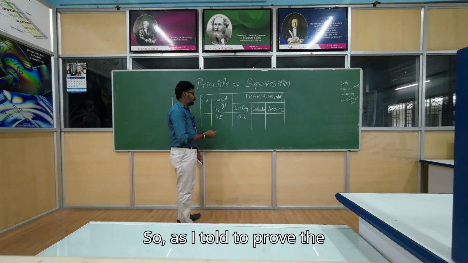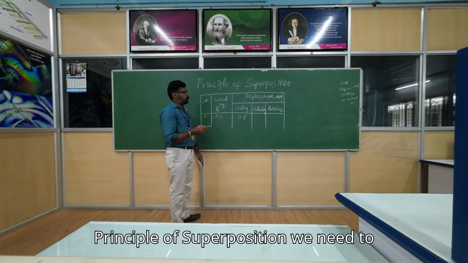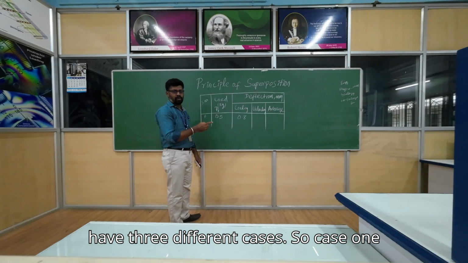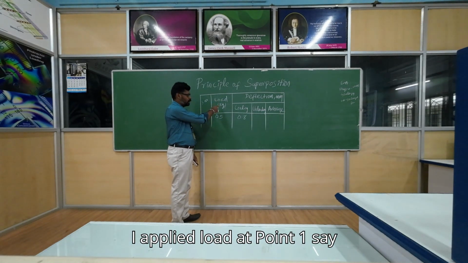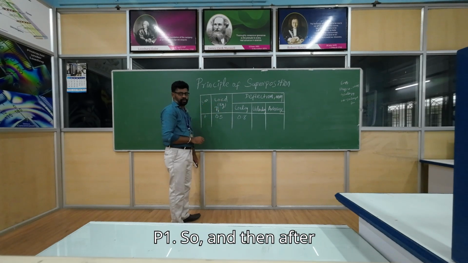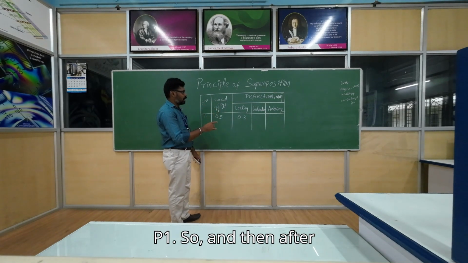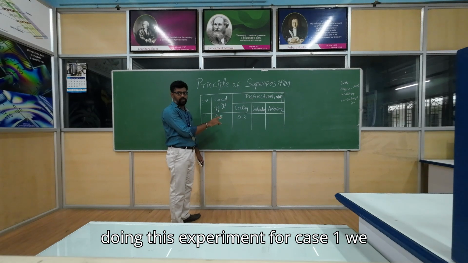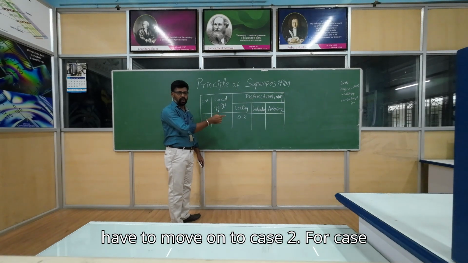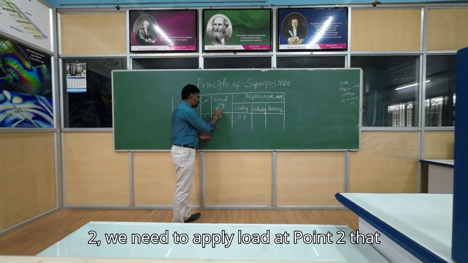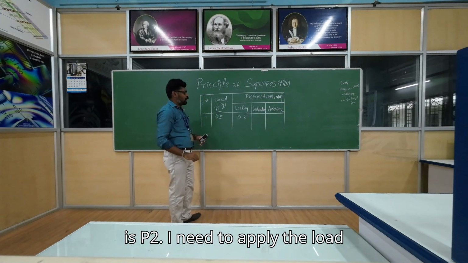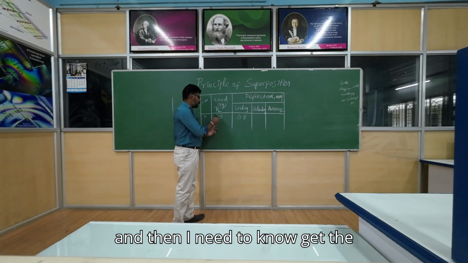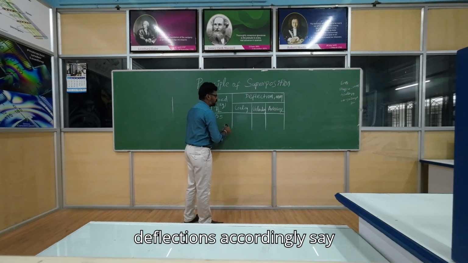So as I told, to prove the principle of superposition, we need to have three different cases. So case 1, I apply load at point 1, say P1. And then after doing this experiment for case 1, we have to move on to case 2. For case 2, we need to apply load at point 2, that is P2. I need to apply the load, and then I need to get the deflections accordingly.